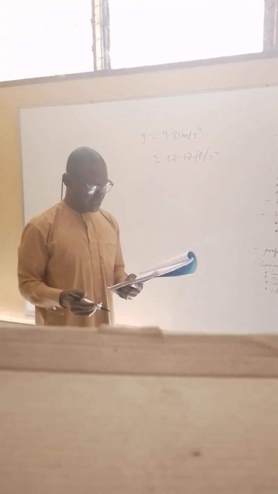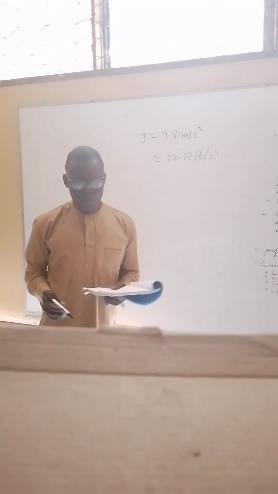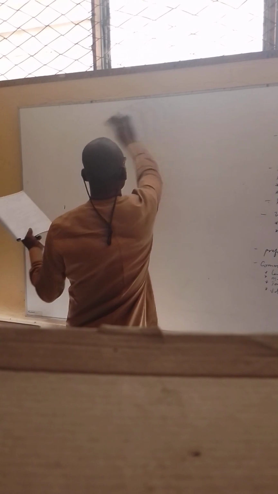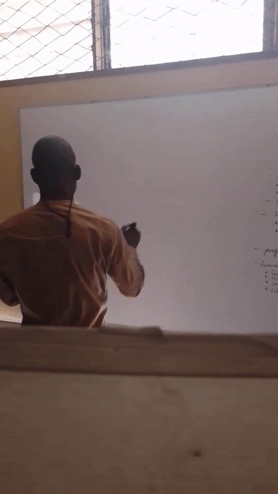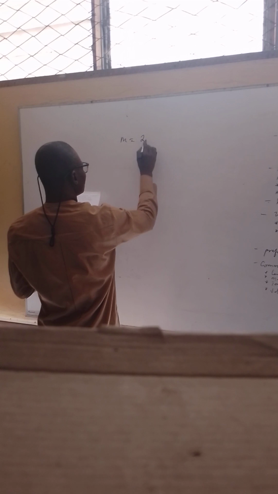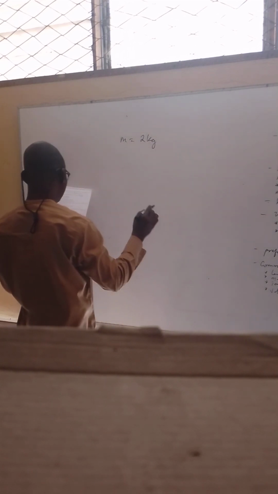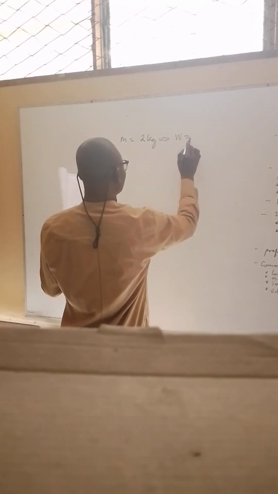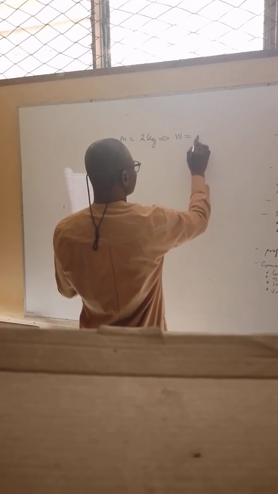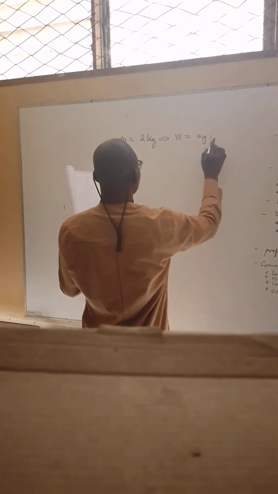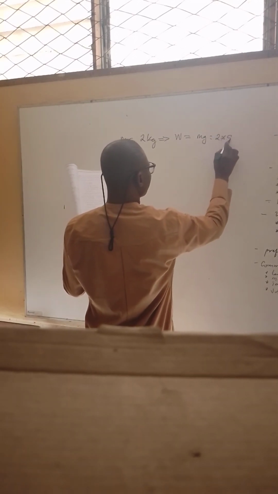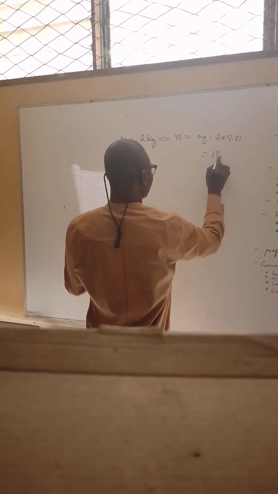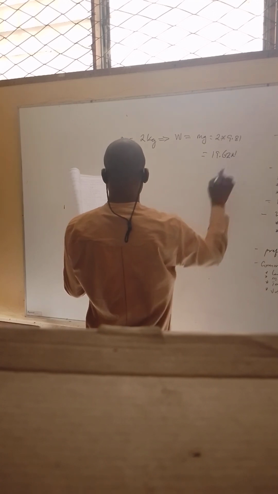Now we are going to take a simple example to solve. If we have a body of mass m equal to 2 kilograms, what will its weight be? The weight will be W is equal to mg, which is 2 kilograms multiplied by 9.81, which is equal to 19.62 Newton.